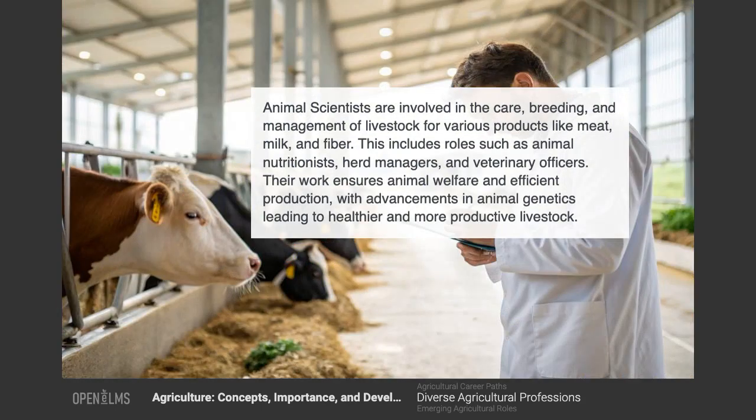Animal scientists are involved in the care, breeding, and management of livestock for various products like meat, milk, and fiber. This includes roles such as animal nutritionists, herd managers, and veterinary officers. Their work ensures animal welfare and efficient production, with advancements in animal genetics leading to healthier and more productive livestock.